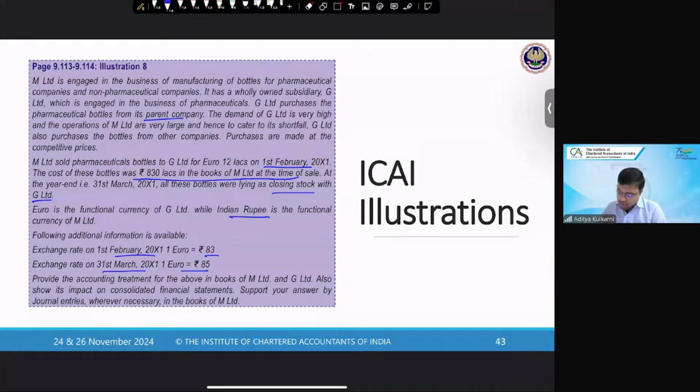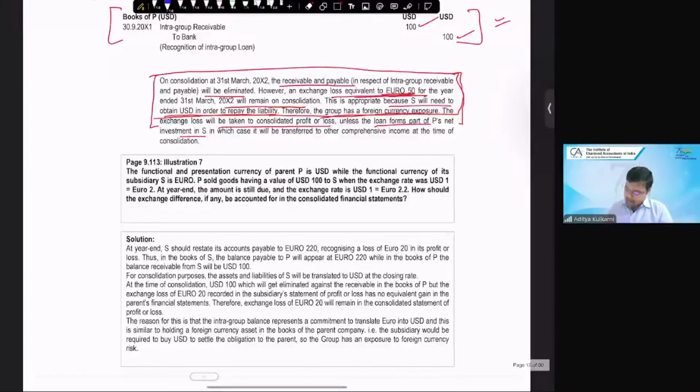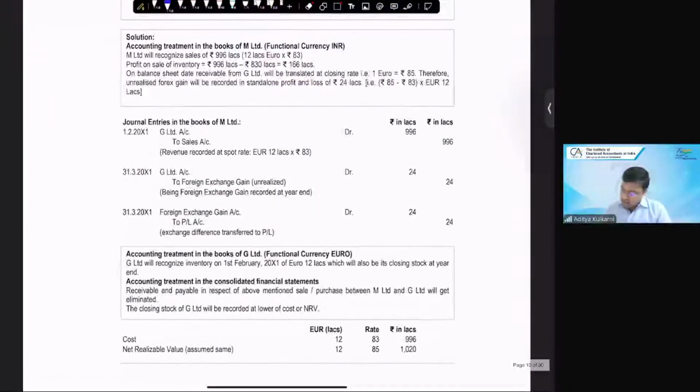Who has sold goods to whom? M has sold goods to G. What is the value? The value is 12 lakh euros. Correct? Yes, sir. 12 lakh euros multiplied by what is the exchange rate? 83. So 12 into 83 gives 996 lakhs. So M will pass the entry. First entry will be G Limited account debit to sales 996.